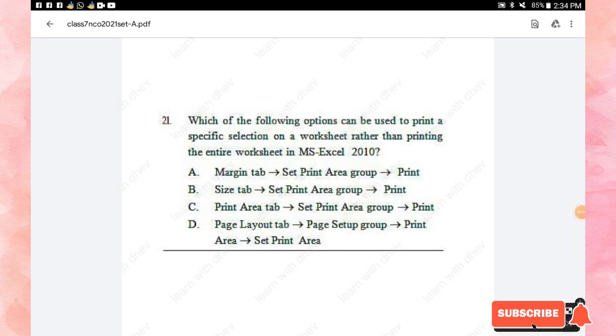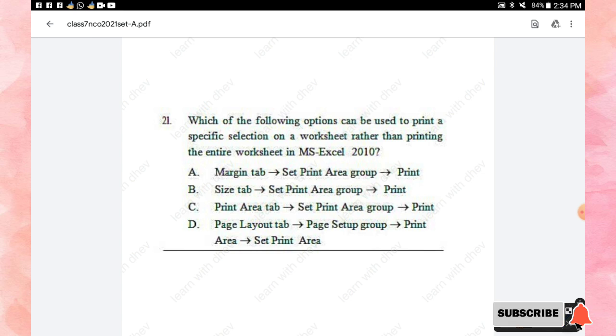Question number 21. Which of the following options can be used to print a specific selection on a worksheet rather than printing the entire worksheet in MS Excel 2010? Option A: margin tab, then click set print area group, then select print. Option B: click on size tab, then choose set print area group, then give print. Option C: click on print area tab, then select set print area group, then click print.